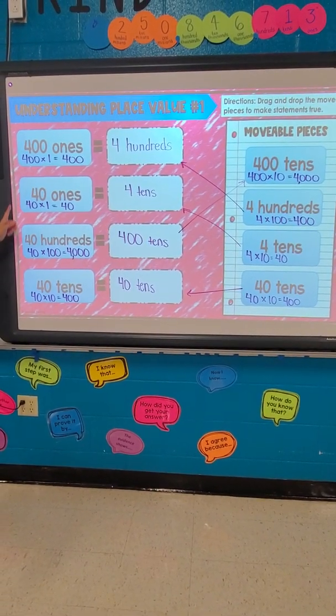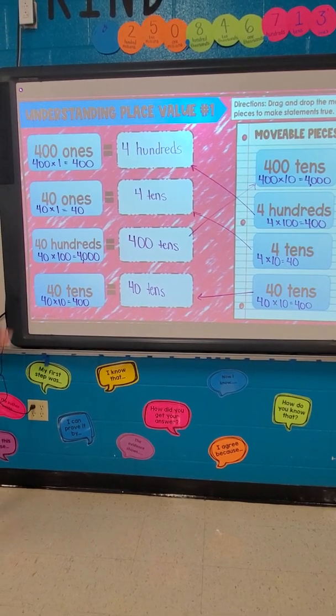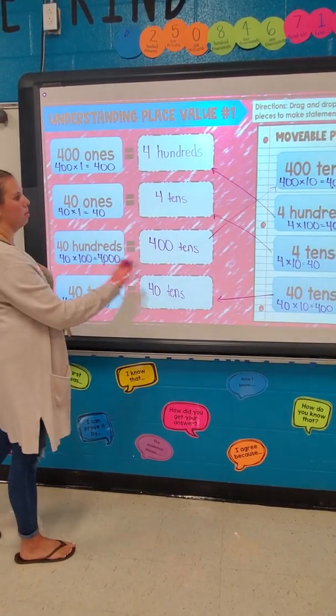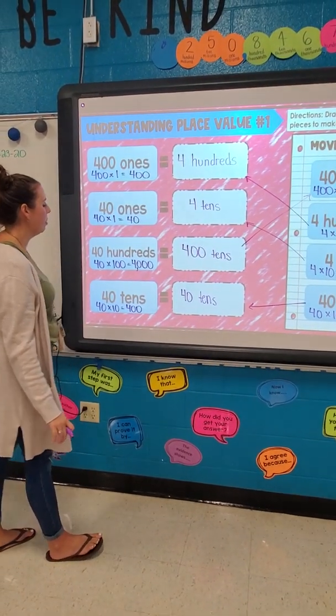Okay, so that's how today's lesson works. You're going to be doing some simple multiplication just to figure out what each one is worth, and then matching it with something else that's worth the same amount. I hope that makes sense.